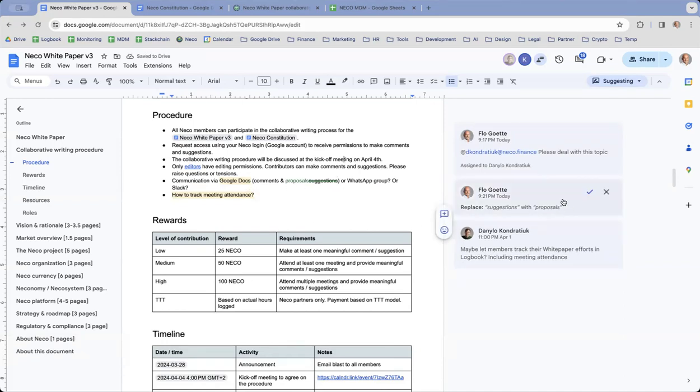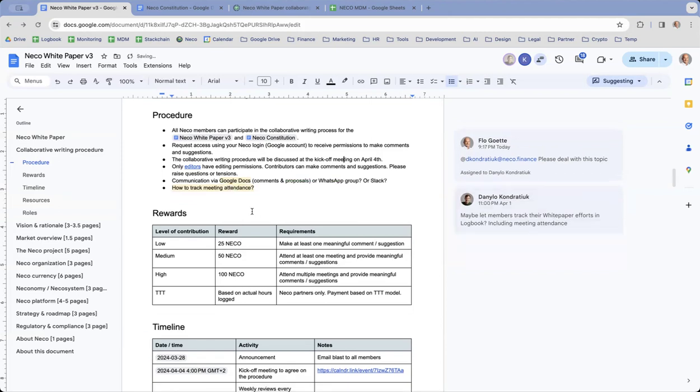So now the editors can see that I made this proposal to change suggestions to proposals, and they can decide whether they want to accept or reject the suggestion. It will appear as a comment, kind of. So I can see here that someone made a suggestion to change it, and then the editors can say, all right, I want to accept the change or reject it. This is particularly useful if you notice any spelling errors, typos, or in general language issues.